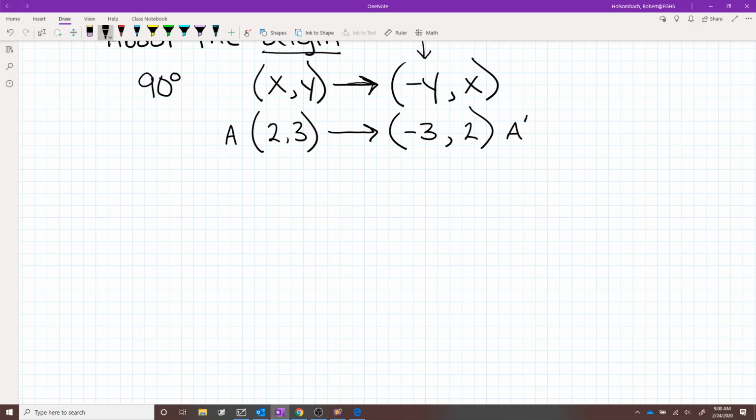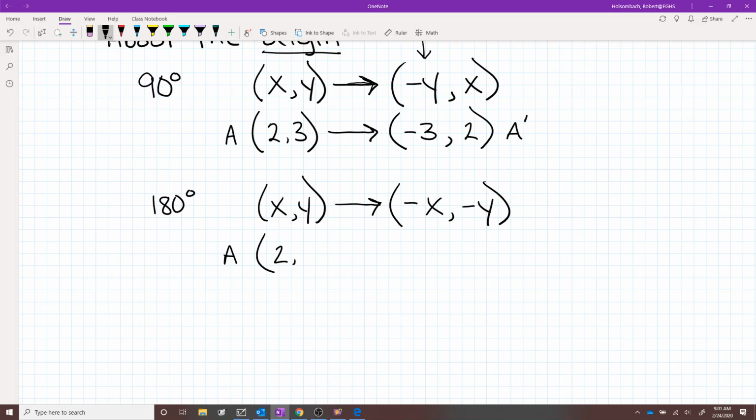And here's the second rule: 180-degree rotation counterclockwise about the origin. For every x, y value after the rotation, you're going to negate the original x and negate the original y. Okay? So now if your point A started off as 2, 3, after the rotation your A prime would be at -2, -3. See how the rule works?